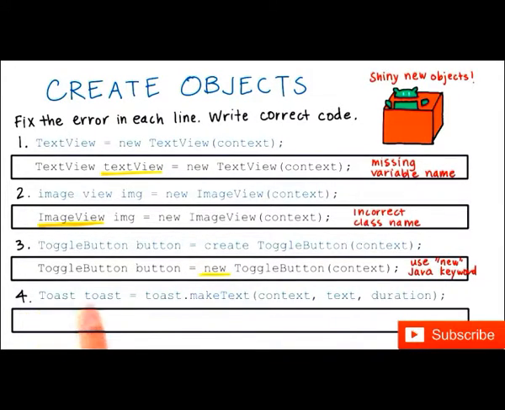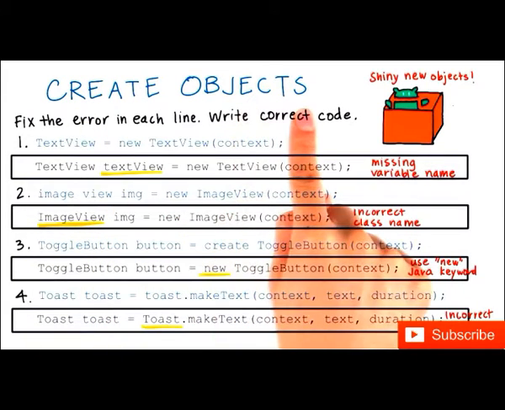In the fourth statement, we're trying to create a new toast. You could have Google searched for how to create a new toast and then compared it with this code here. The problem here is that toast needs to be spelled with a capital T, because this is the class name for toast. This is using a factory method like we talked about earlier. This creates a new toast object and then it gets stored in this variable. So the error here was just the incorrect class name.